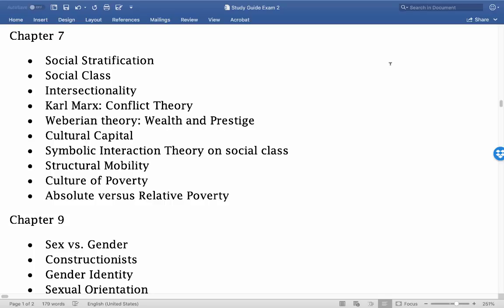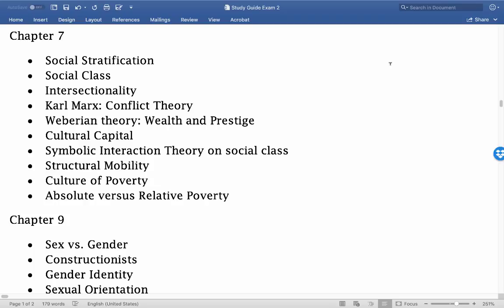Social stratification is just the division of society into groups that are arranged in a social hierarchy. And since it's divided, that means some people have more power or privileges than others. Let's see. Social class is a form of social stratification that's based on wealth, power, and prestige.